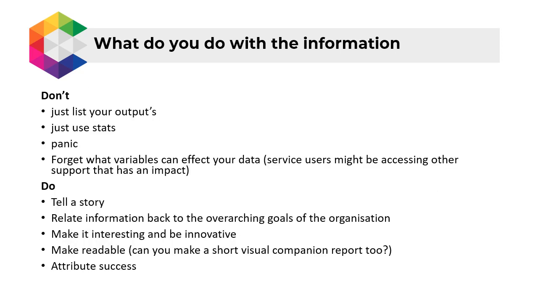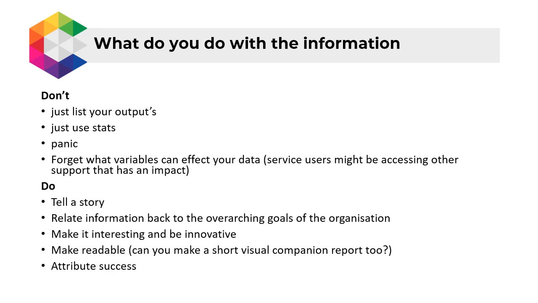So here's my little do's and don'ts list. So don't just list your outputs. So don't just stick to numbers of what you produced. So 10 events, 20 people. Don't just use stats. It's fine if you want to, and they can be really powerful, but remember to zhuzh them up with a bit of narrative. Don't panic. Don't forget what variables can affect your data. So actually that's about that attribution. Service users might be accessing other support that has an impact. So if you can ask questions about where they feel that support had the most impact, that can be really useful.